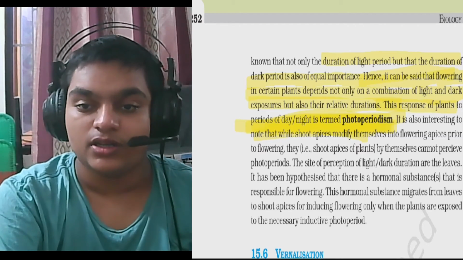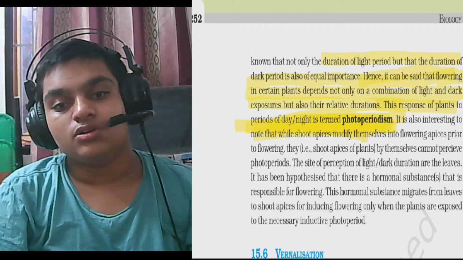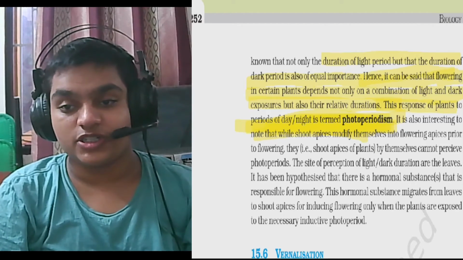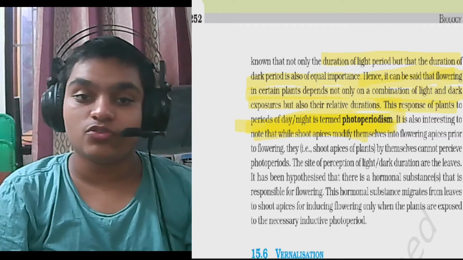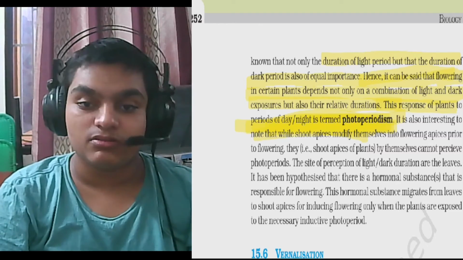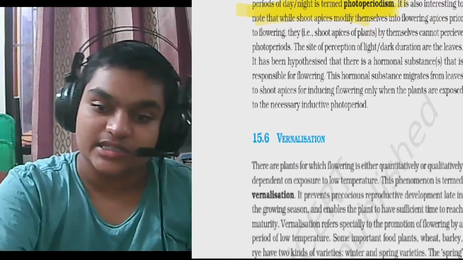And later it was hypothesized that this is due to a hormonal substance that is migrating from leaf to shoot apices when the plant needs to flower. That is what was discovered and hypothesized later.